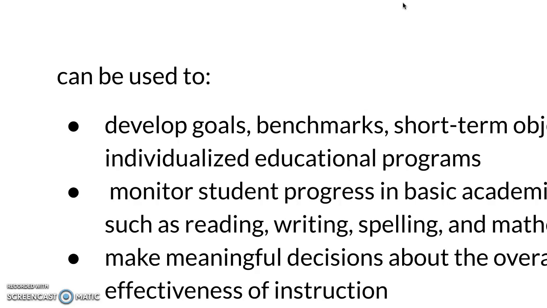The first thing that you can do to assess academic performance is to create curriculum-based measurements, or CBMs. They can be used to develop goals, benchmarks, short-term objectives, or for individualized education programs. They can monitor student progress in basic academic skills such as reading, writing, spelling, and math, and they can help teachers make meaningful decisions about the overall effectiveness of instruction.